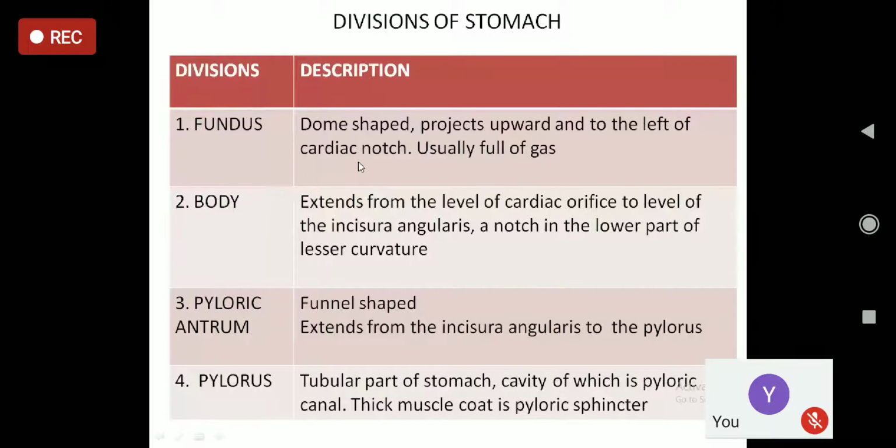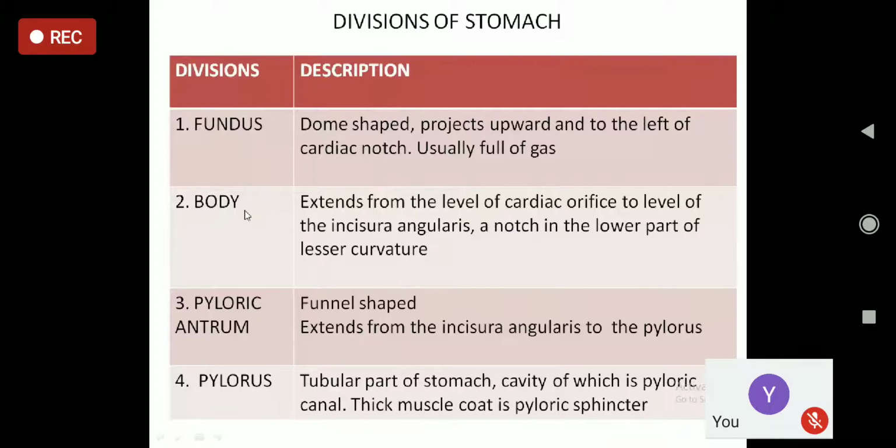Fundus, which is dome shaped, projects upward and to the left of the cardiac orifice, and this fundus of the stomach is the part which is usually filled with gas. Okay, it is almost always full of gas. That's why when we go for a chest x-ray, or plain x-ray, below the left dome of the diaphragm we can see a small radiolucent area. That is actually the gas filled in the fundus of the stomach.